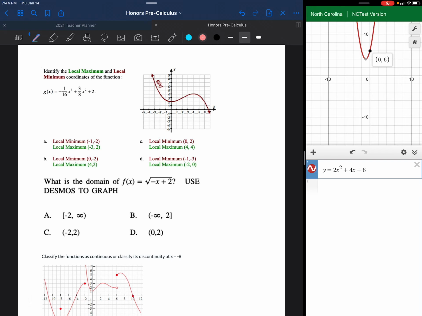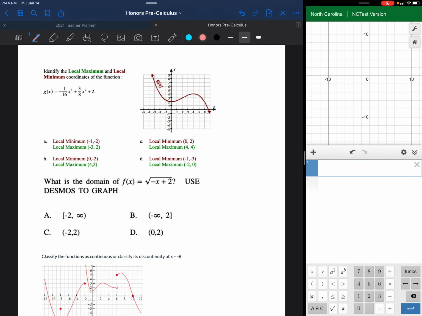Alright, so it asks us to identify the local max and the local min. So again, I could put that in Desmos if I needed to. Yes, it would take a little bit more effort because there's some fractions here, but when I'm typing a fraction, I like to hit that division symbol, and it creates a fraction template for me. And I would put that in. And then we have plus 3/8.